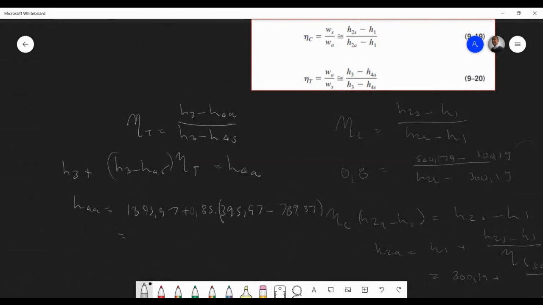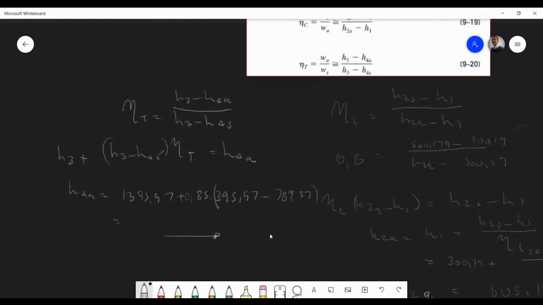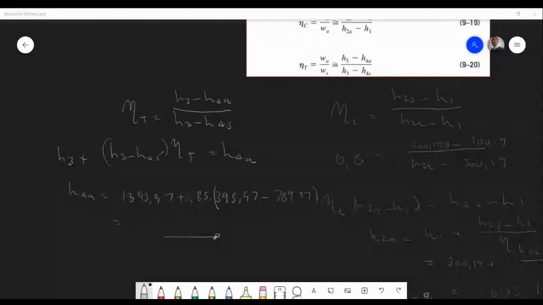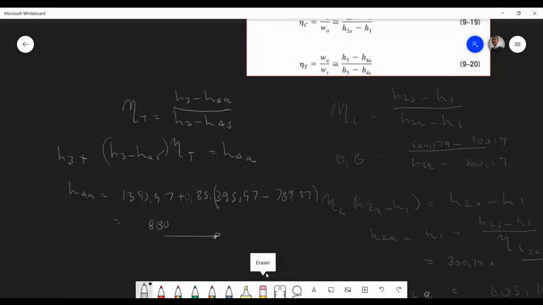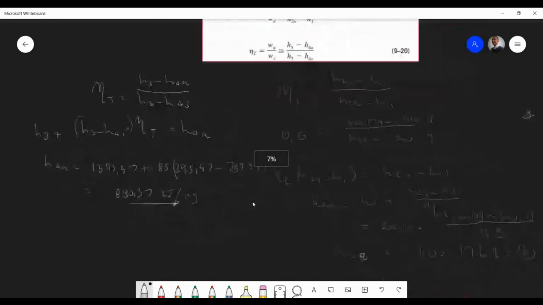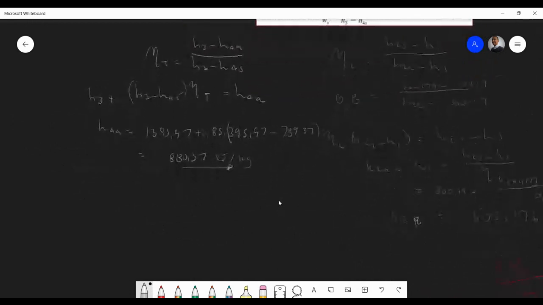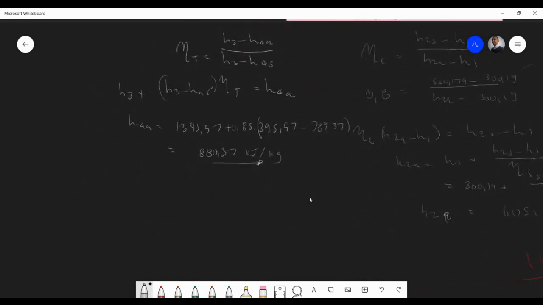Okay, so can I have my actual enthalpy at the exit of the turbine? Let's have a look. Do you guys agree with that answer? I'm hoping my math is right. Let me just double check here. If I bring that over there, divide by that, yeah, it looks good. Yeah, 880.37. Okay, I think this is correct. Kilojoules per kilogram.